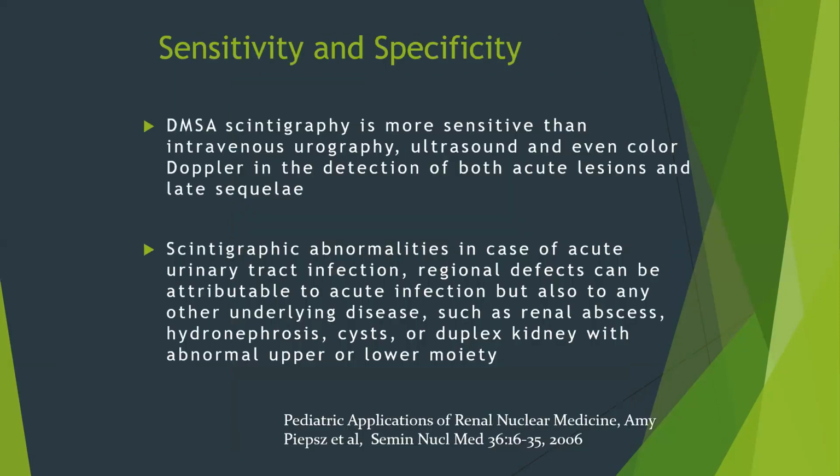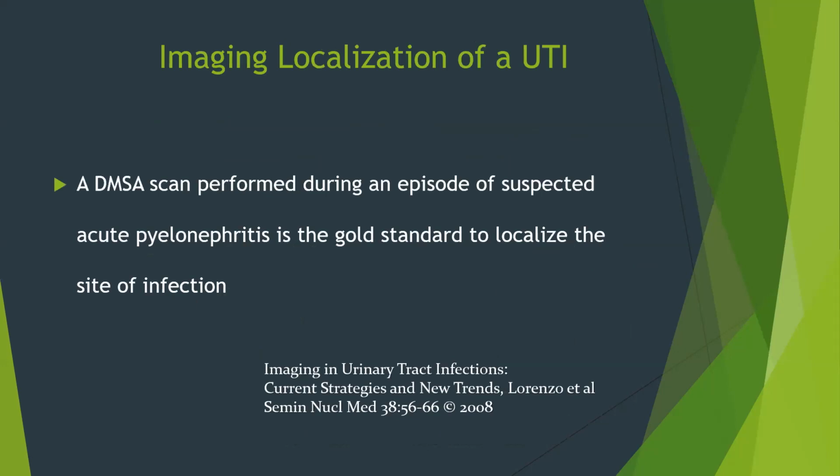So DMSA scintigraphy is more sensitive than IVU, ultrasound, and even color Doppler in the detection of both acute lesions and late sequelae. In case of acute UTIs, regional defects can be attributable to acute infections, but also to any other underlying disease like renal abscess, hydronephrosis, cysts, or duplicate kidney with abnormal upper or lower moiety. So a DMSA scan can be performed during an episode of suspected acute pyelonephritis, and this can be treated as a gold standard to localize the site of infection.